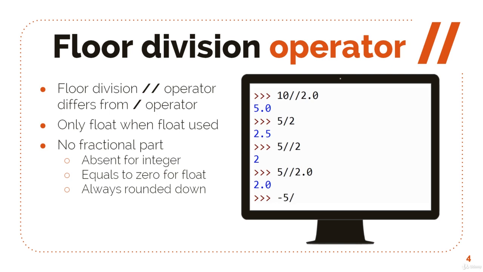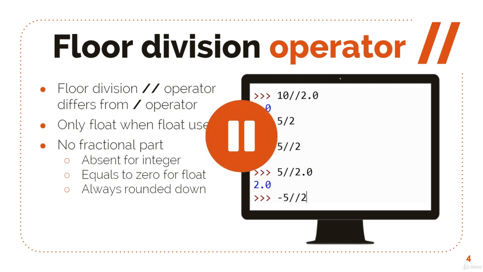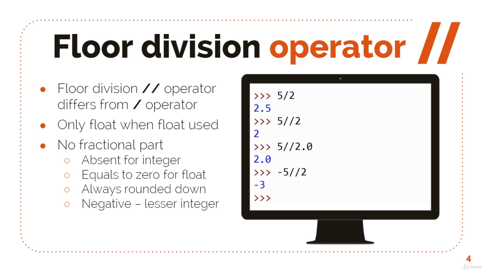Look at the following code on the right. What do you think the result will be? The result is -3 because -3 is lesser than -2.